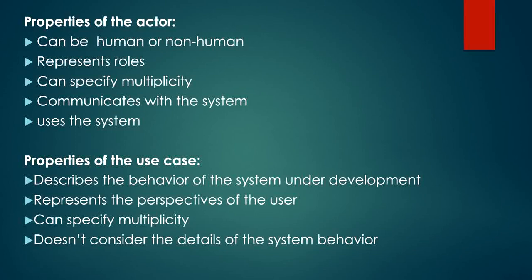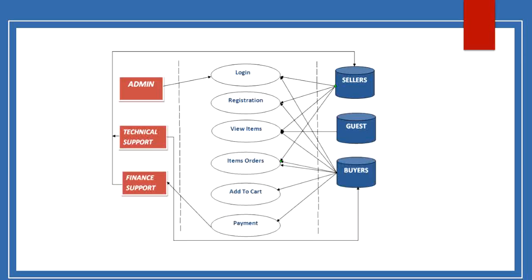Let's also understand it through a diagram. In this image, you can see that we have several different actors placed outside the system. This is an e-commerce application where it has features like login, registration, view items, order items, add to cart, and payment. These are the different functionalities the application has. System is the whole entire application.